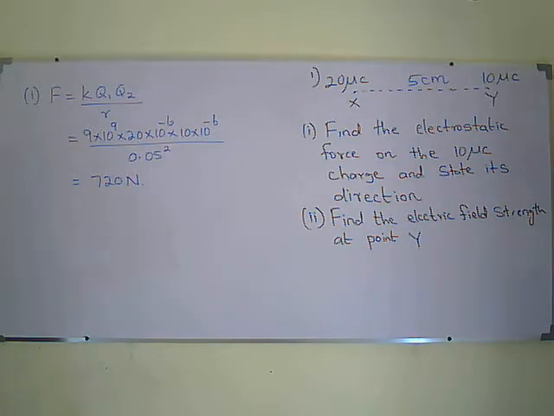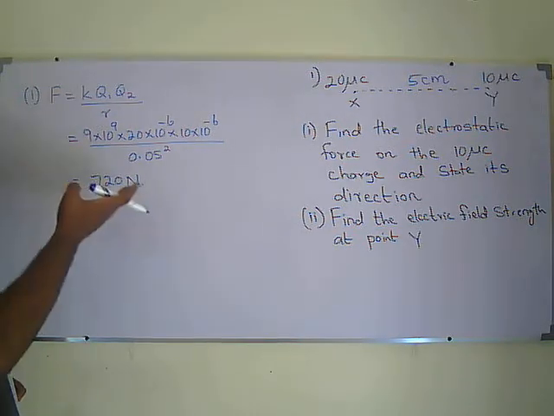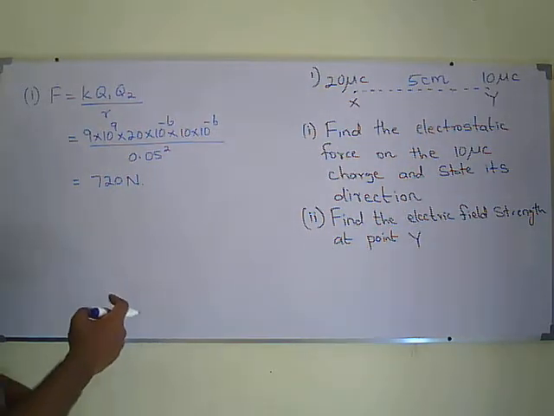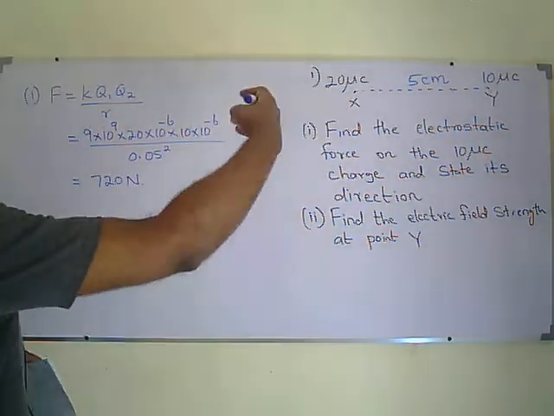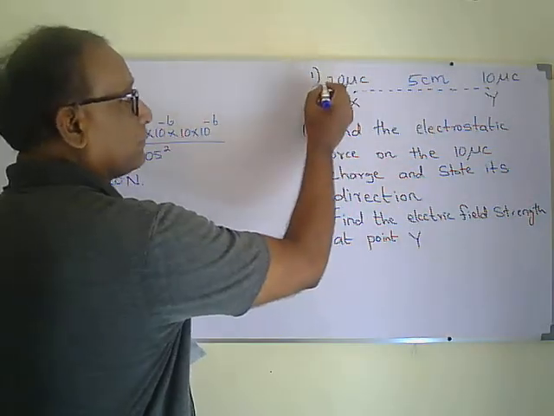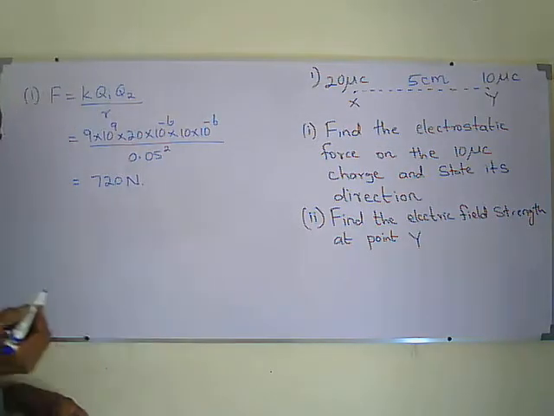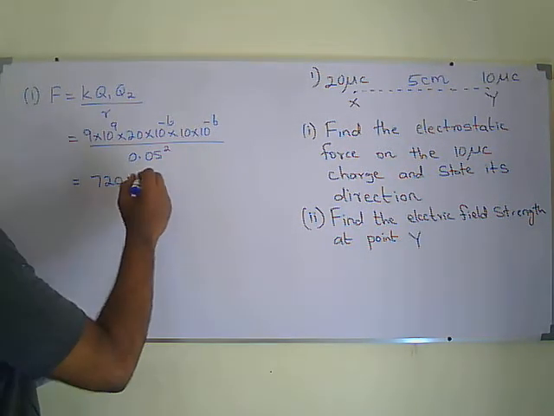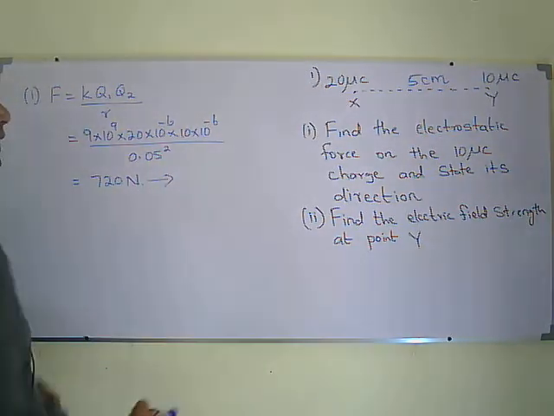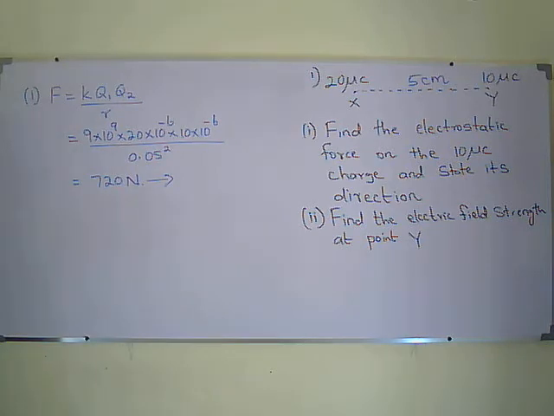For the direction of the force, the charges are positive. Positive sign we normally don't mark; if it is negative, we mark the negative sign. So they are positively charged particles and they will repel each other. So the direction of the force acting on the 10 microcoulomb will be away from the 20 microcoulomb.